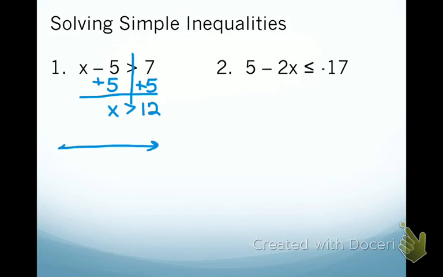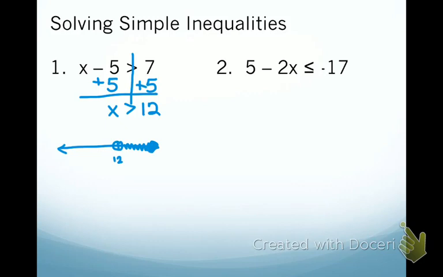If we were to graph this, we would be at 12 with an open circle because that does not have a line underneath it. It's not equal to. Greater than means bigger than 12, so your shading would go this direction.